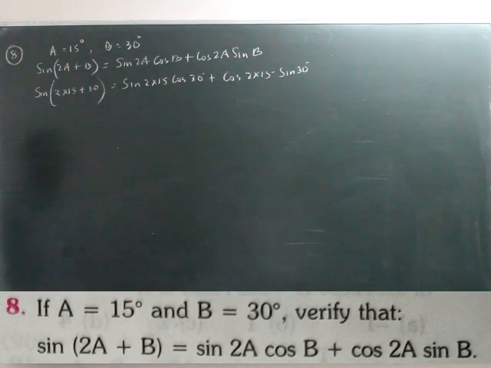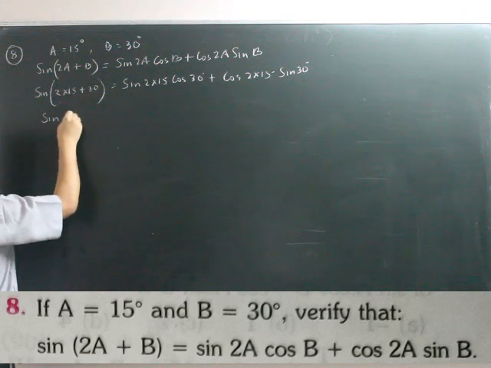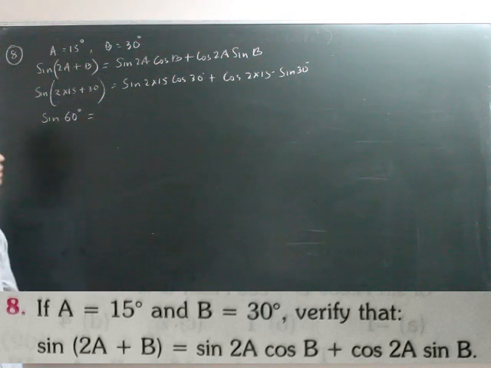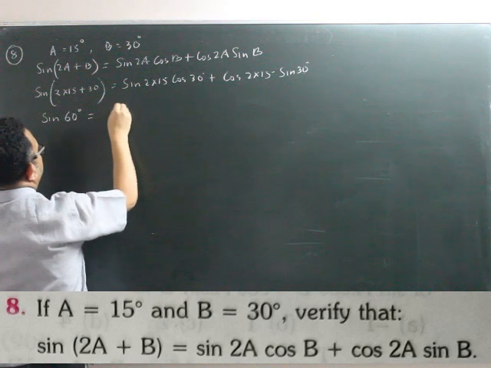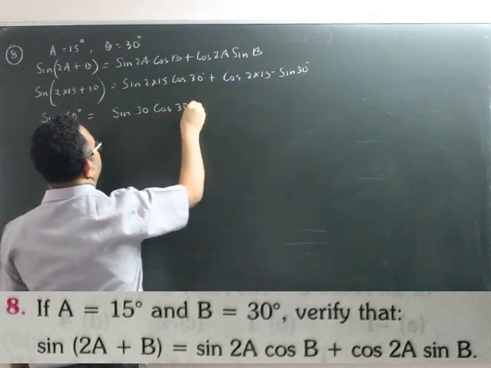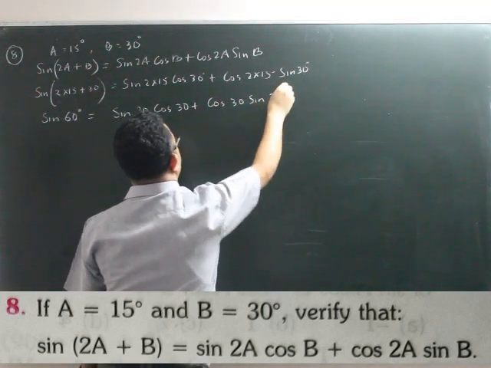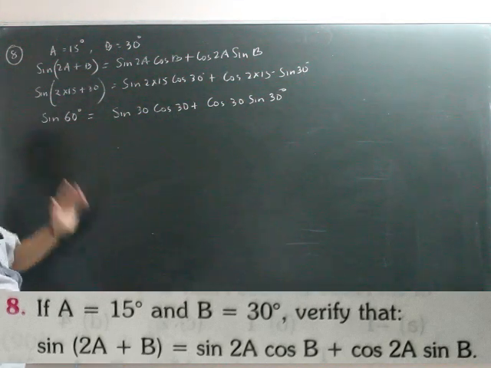A is 15, B is 30. So sin, 2 into 15 is 30, 30 plus 30 is 60. So on the left hand side I am getting sin 60, and on the right hand side you have sin 30 cos 30, similarly cos 30 sin 30. Okay, so left hand side is sin 60.